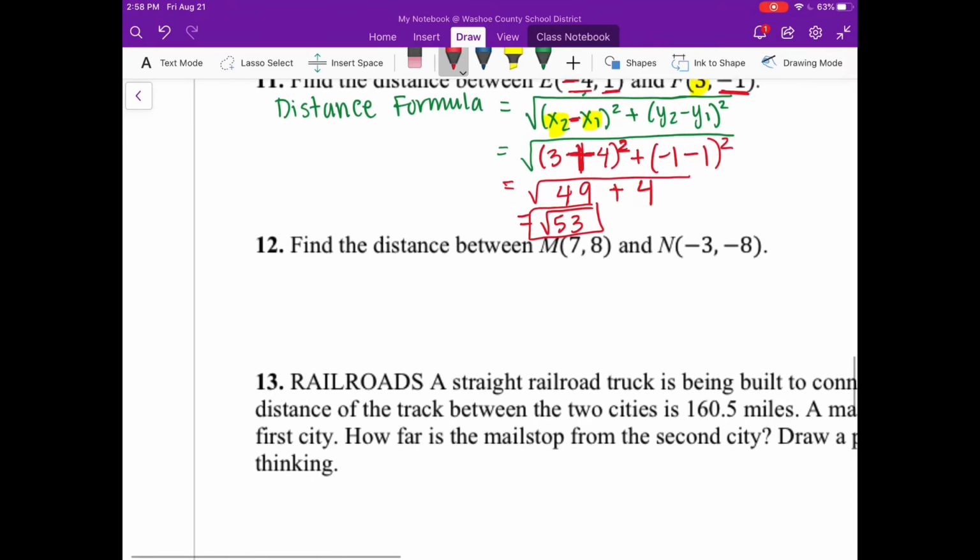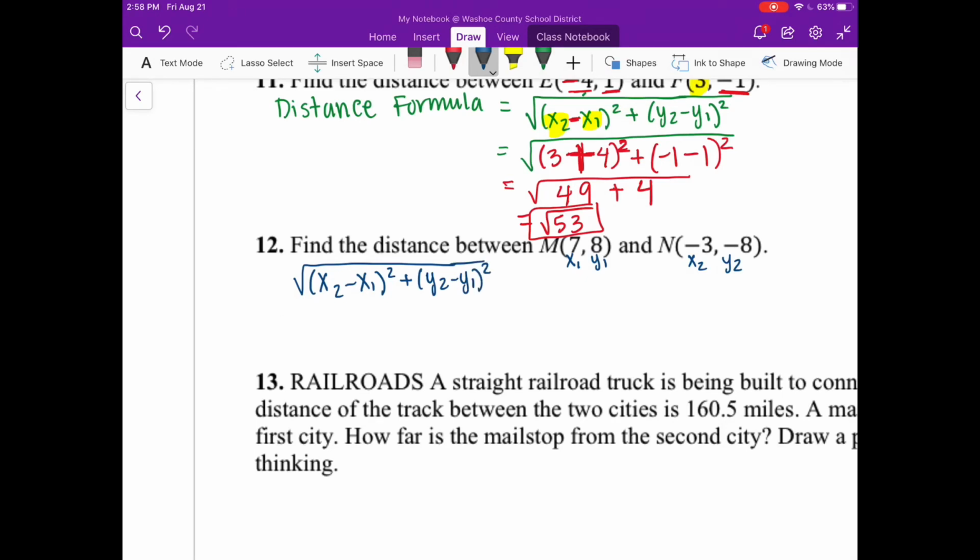All right, so number 12 is the same thing. So go ahead and pause the video now so that you can try it. All right, hopefully here's what you did. I'm going to label this x1, y1, x2, y2, distance formula, square root of x2 minus x1 squared plus y2 minus y1 squared.